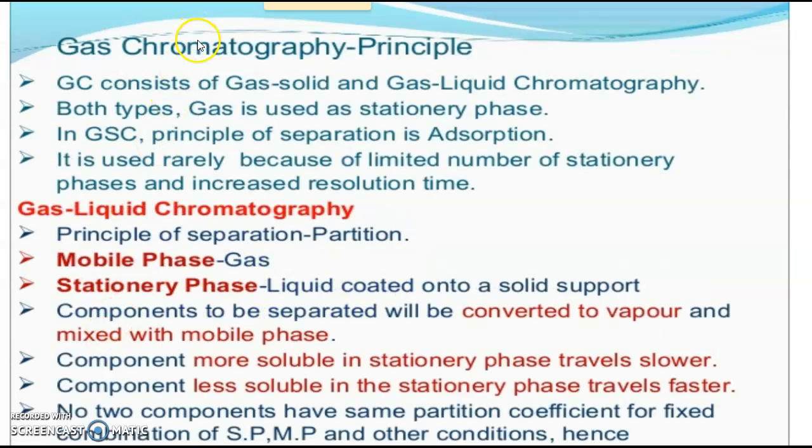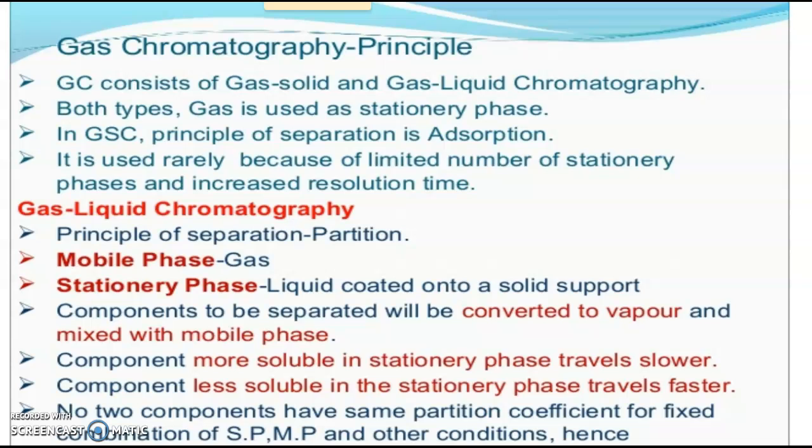Now we will discuss the gas chromatography principle. Gas chromatography consists of gas-solid and gas-liquid chromatography. In both types, gas is used as the mobile phase. In GSC, that is gas-solid chromatography, the principle of separation is adsorption. It is used rarely because of the limited number of stationary phases and increased resolution time.